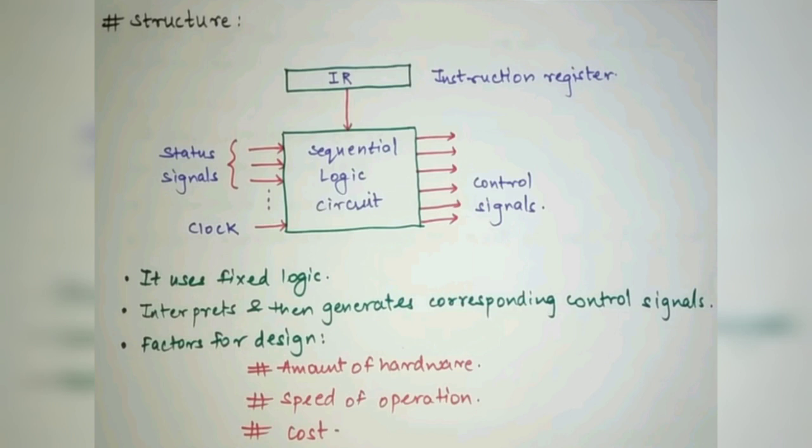Now, factors for design. First is the amount of hardware. You have to keep in mind that making a sequential logic circuit does not need much hardware. Second is speed of operation. If we increase the speed, we give it efficiency, so this can also be a design factor. Third is cost. Cost is nothing but the computation resources that we have used.